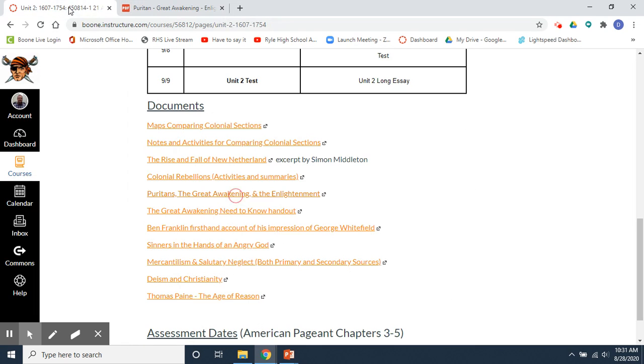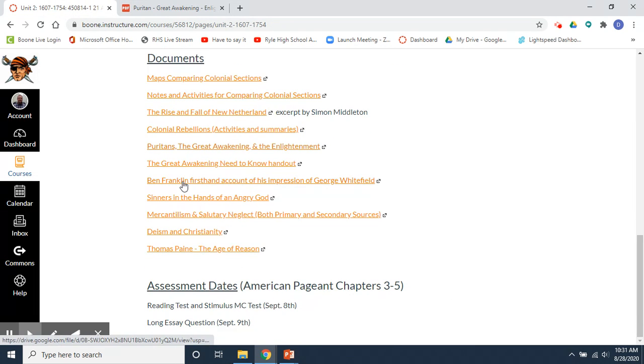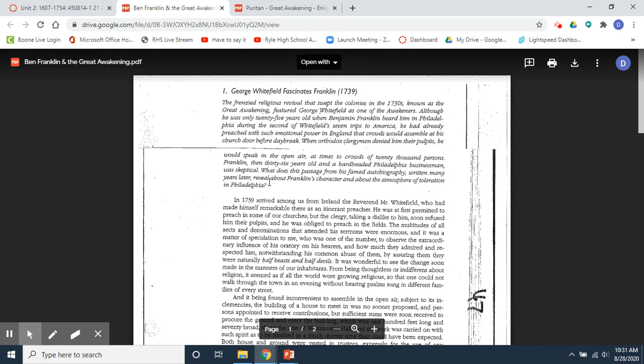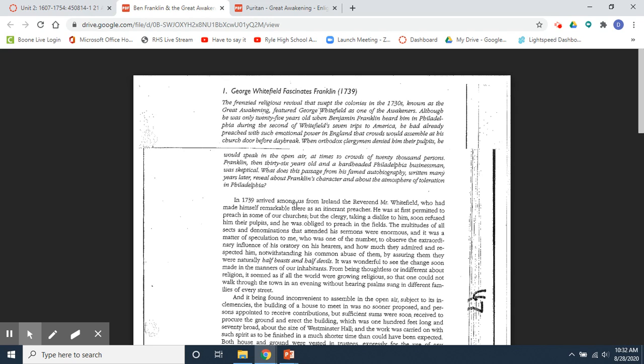Now, here's the last thing I'll show you. I really like this handout. This one's called Ben Franklin's First-Hand Account of His Impression of George Whitefield. This is from Ben Franklin's autobiography. George Whitefield is a great revivalist preacher in 1739, and he comes to the colonies and starts preaching, calling people to commit their lives to the faith, but also doing some social justice initiatives. Here he's talking about, I believe, building a home for orphans and disadvantaged kids.